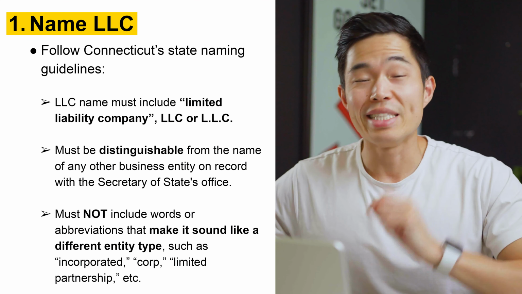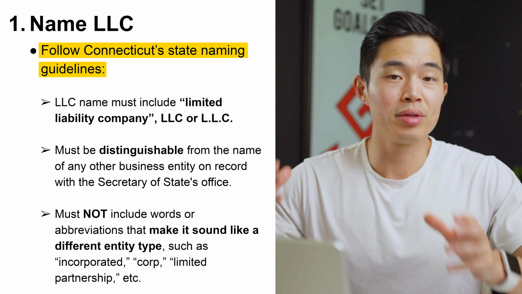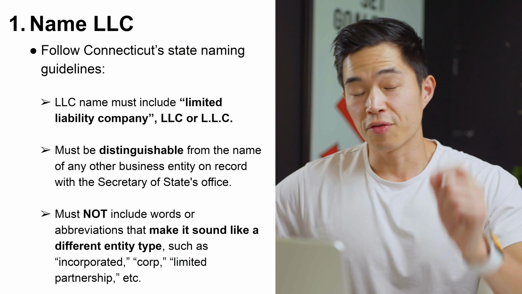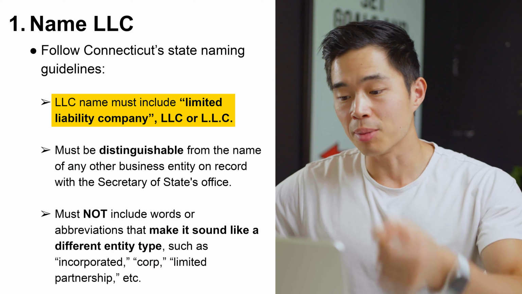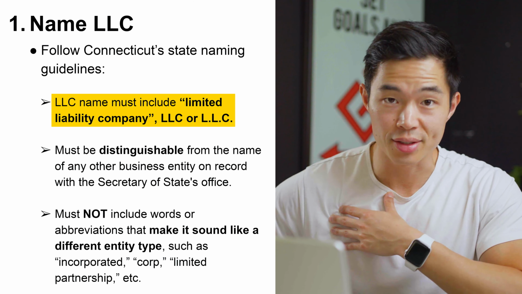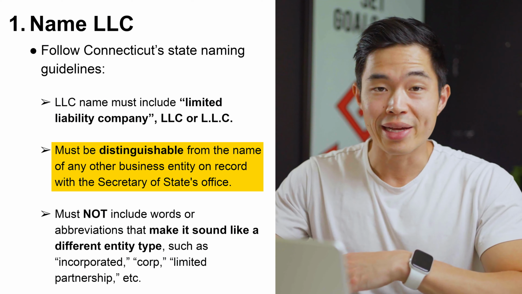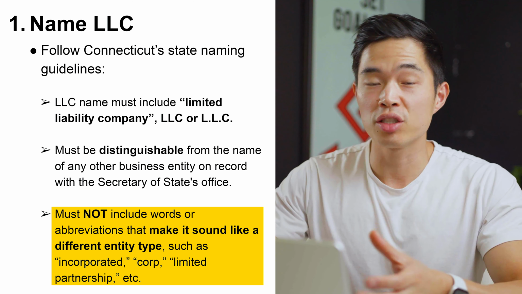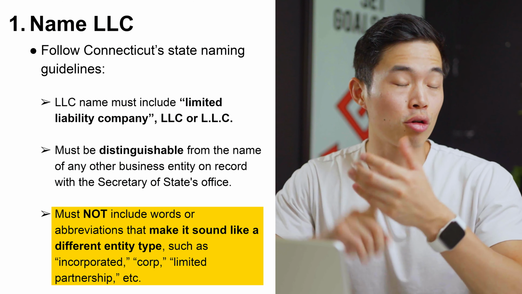Okay, step number 1 is to name your LLC. And to do this, you must follow the state of Connecticut's naming guidelines. So first, your name needs to include limited liability company, LLC, or L.L.C. I personally prefer just to use LLC. It also must be distinguishable from any other names, and there are some certain words or abbreviations that you cannot use. For example, incorporated or corp.